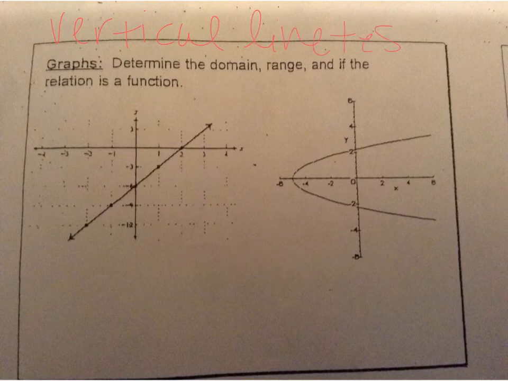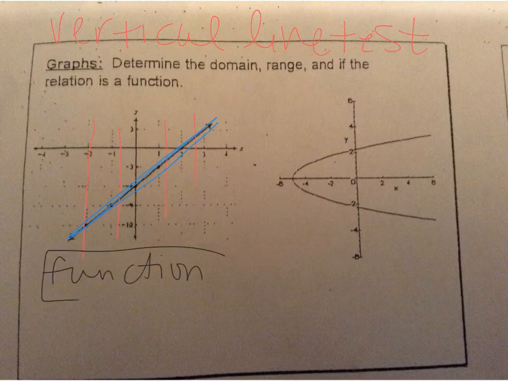The vertical line test. The vertical line test is exactly what it sounds like. It's a test where you draw vertical lines to see if it's a function. So on this first example, if I draw a vertical line through this graph and I hit it in only one spot, it's a function. So I'm drawing all these vertical lines, but I'm only hitting this blue line in one spot every time I draw a vertical line. So this actually is a function because it passes the vertical line test.